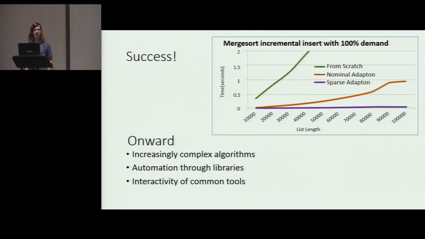And we're doing this to look for more and more complex algorithms. One I showed you is not too difficult to do, and probably everyone's tried merge sort at some point. And then as we solve these problems, we're going to put them into libraries so that the user doesn't really have to deal with this name distribution, and eventually try to work towards interactivity of common tools.